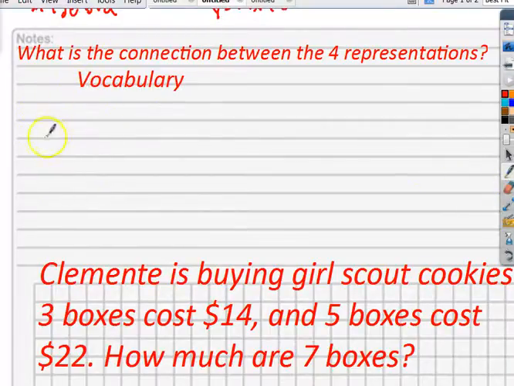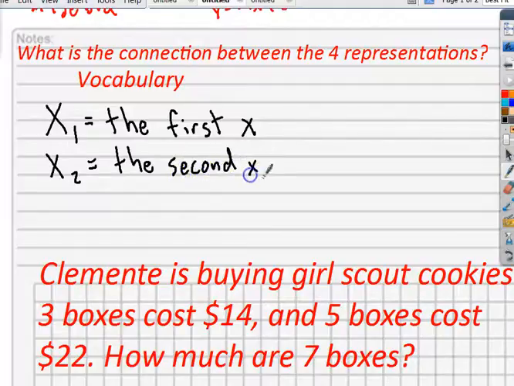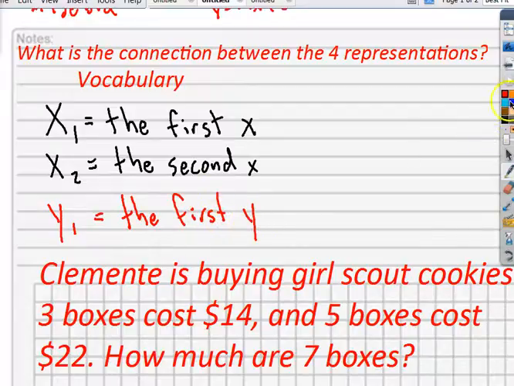Here is the vocabulary for today. X1 has the little 1 on the bottom, and that means the first x. So if you had a list of x's and you wanted to specify the first x, you would put the 1 on the bottom here, and then x2 means the second x. It's the same way with y1, that would mean the first y. Okay, so we need that to find the difference.